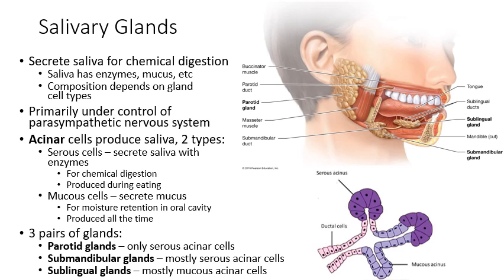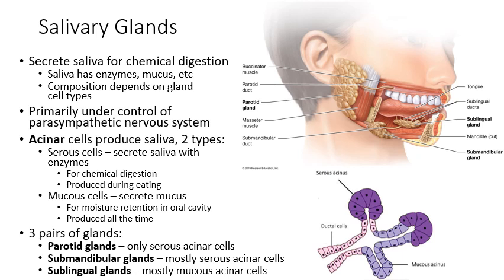Within the salivary glands, you have cells called acinar cells that are actually making the saliva, and there's two different types of acinar cells, which is actually determining the components of the saliva. So first you have serous cells, and then you have mucus cells. The serous cells produce saliva that has a lot of enzymes in it for digestion. The mucus cells produce saliva that have a lot of mucus.